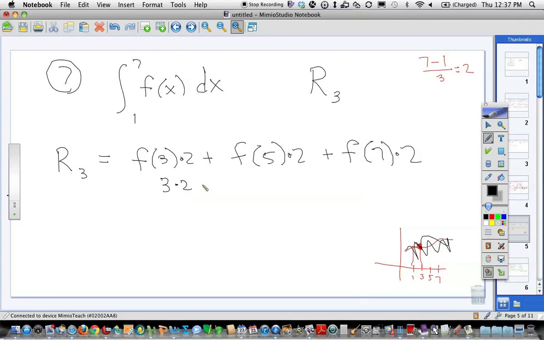That was 3 times 2, and this was, what's f of 5? 6 times 2, and f of 7, 3 again times 2. So we get 6 plus 12 plus 6, which is 24. So the answer is 24. And that's all you need to show. But I would want to see that written down.